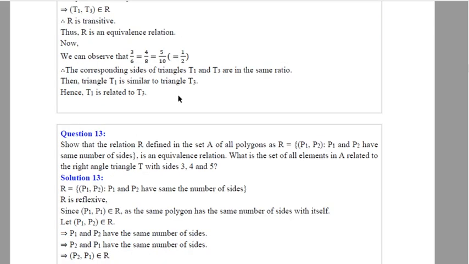Question 13. Show that the relation R defined in the set A of all polygons as R = {(P1, P2): P1 and P2 have the same number of sides} is an equivalence relation. Which is the set of all elements in A related to the right angle triangle? P1 and P2 are having the same number of sides.